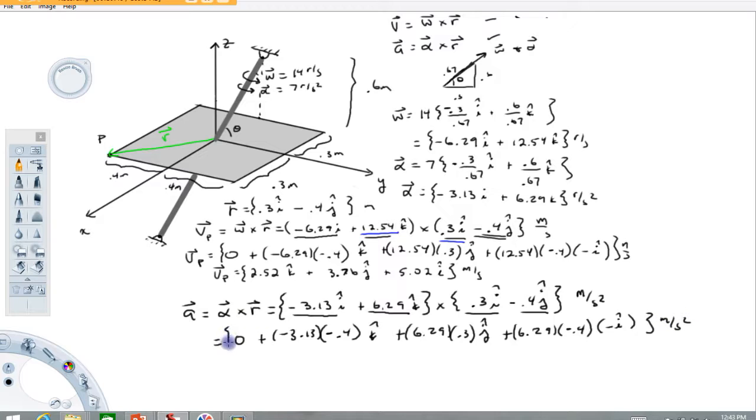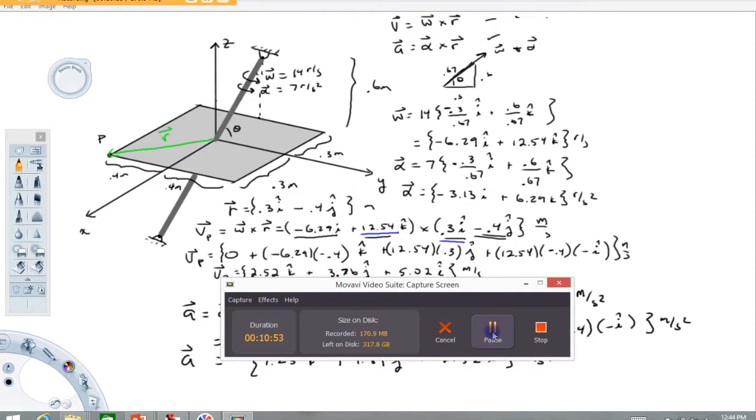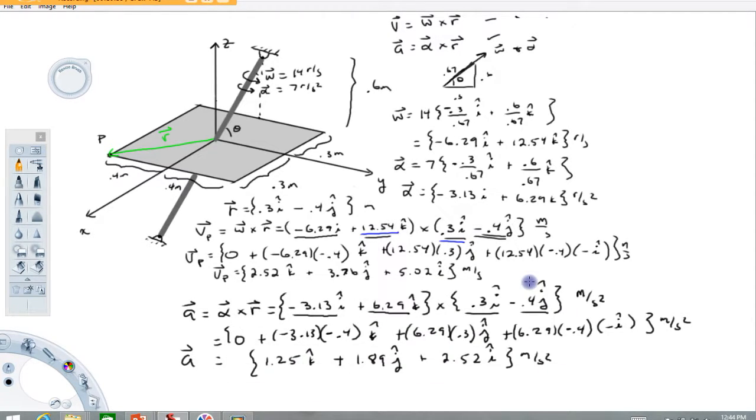I'm going to take a moment now and pause this and calculate values. Okay, I'm back. I went ahead and calculated values, and again, for this product I got 1.25k. For this product I get 1.89j, and for this product I got 2.52i. Again, units on each term, meter over second squared.